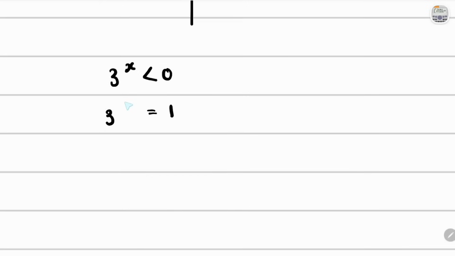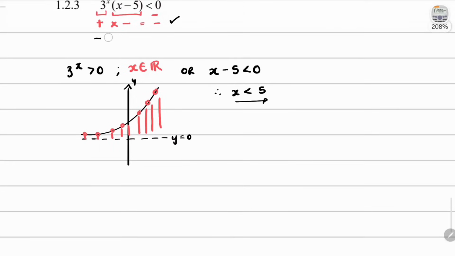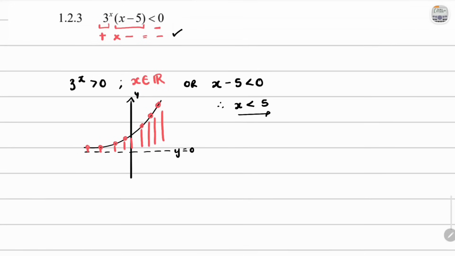Now, if you try a negative number, like negative 1, 3 to the power of negative 1 is going to be 1 over 3. And 3 to the power of negative 2 is going to be 1 over 9. It's always going to be positive. So this can't happen, and so we're not even going to consider the second case. It would simply mean that our answer is x needs to be less than 5.